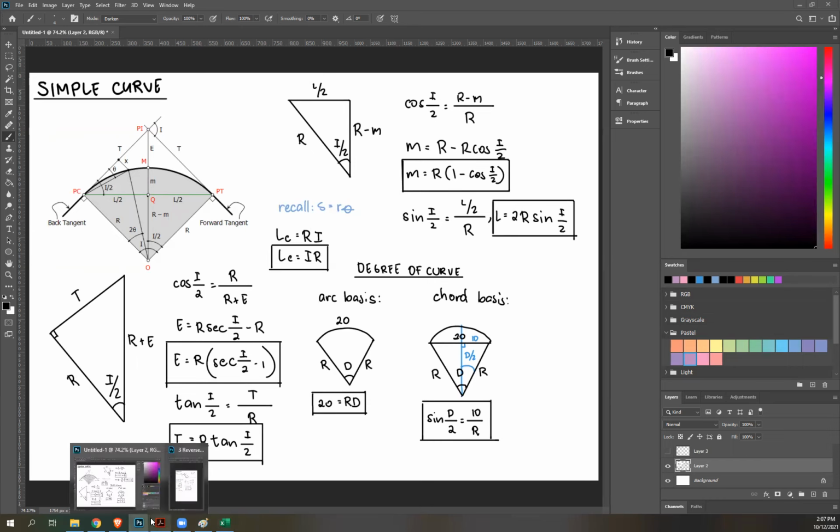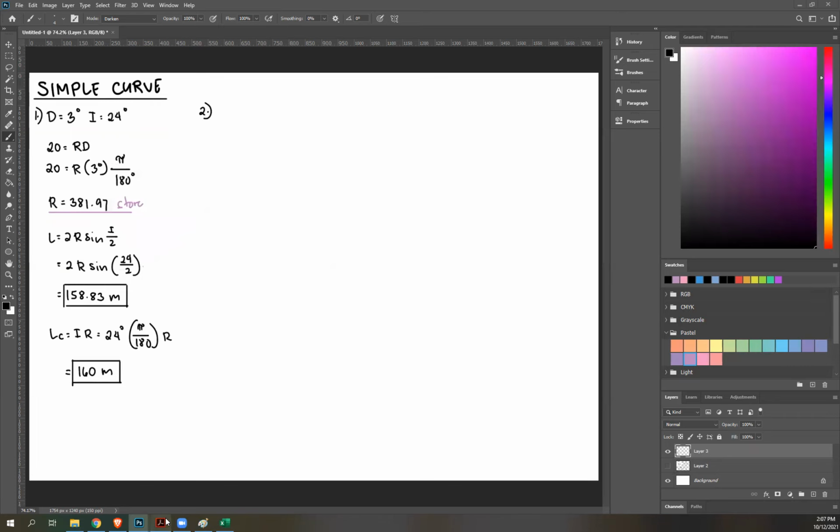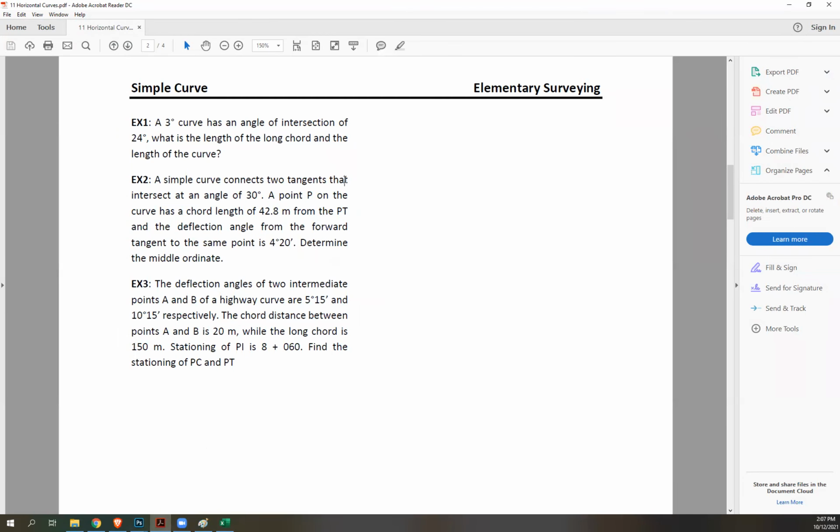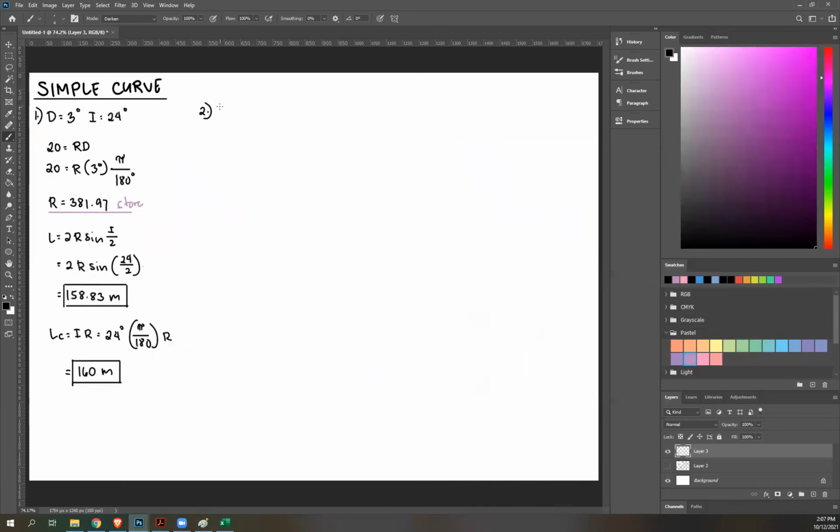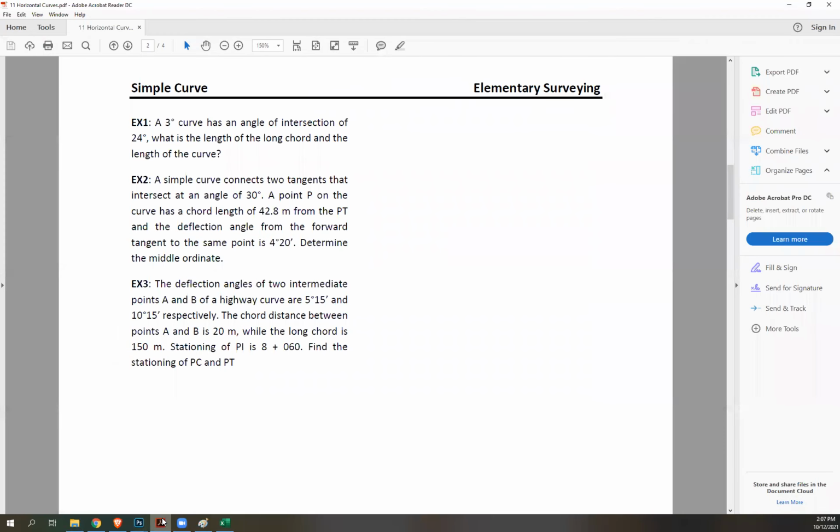Okay, so let's write out our given. Two tangents that intersect at an angle of 30 degrees, that's your point of intersection. So that's your I. That's why it's given. Next, point P on the curve has a chord length of 42.8 from PT. So we gotta draw this curve because we can't just create equations from imagination. It's easier to draw this. Okay, so then we pull up a simple curve.